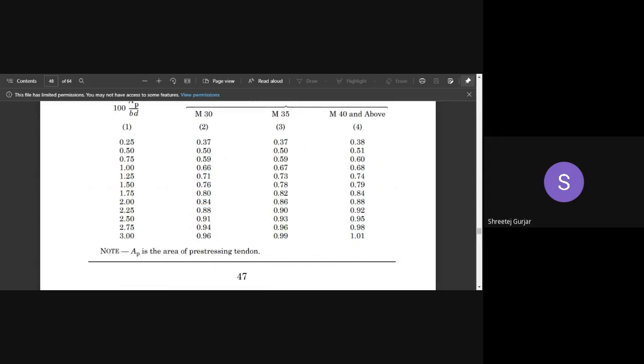It is 1.4, correct? So it is lying between these two values, 1.25 and 1.5. Now what is the value of tau C? It will be between 0.74 and 0.79, correct? So this is how you have to refer to table number 6. Now what we have to do is interpolate and find out, for the value of 1.4, what is the tau C value.